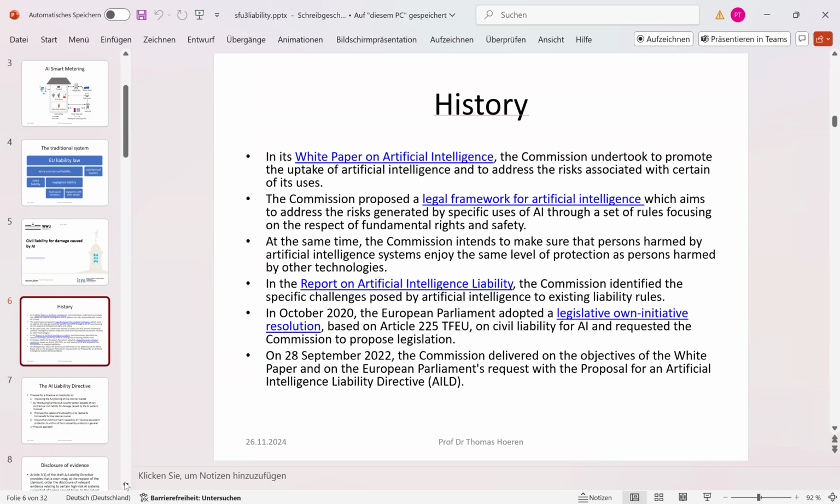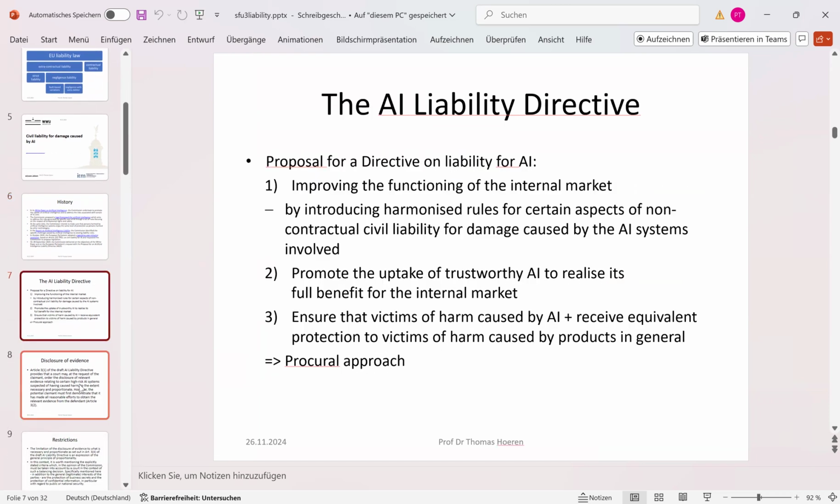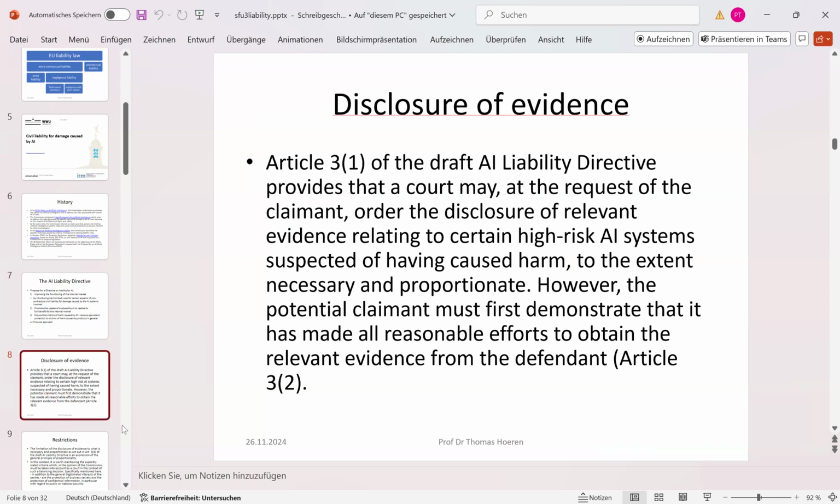What is regulated in the AI liability directive is aimed at improving the functioning of the internal market, to promote the uptake of trustworthy AI, and especially to ensure that victims of harm caused by AI get their money. And all this is done by a procedural approach. They're changing the procedure. That means they are changing the rules for the court to get documents in order to prove liability.